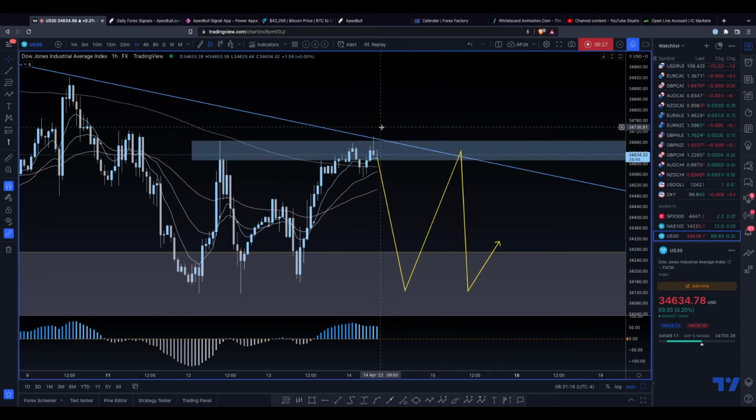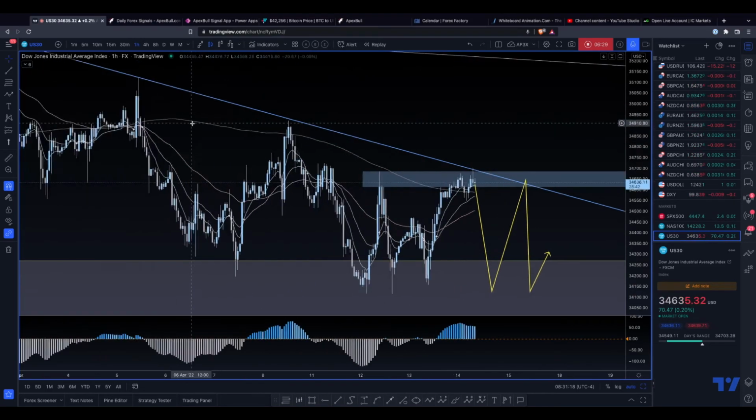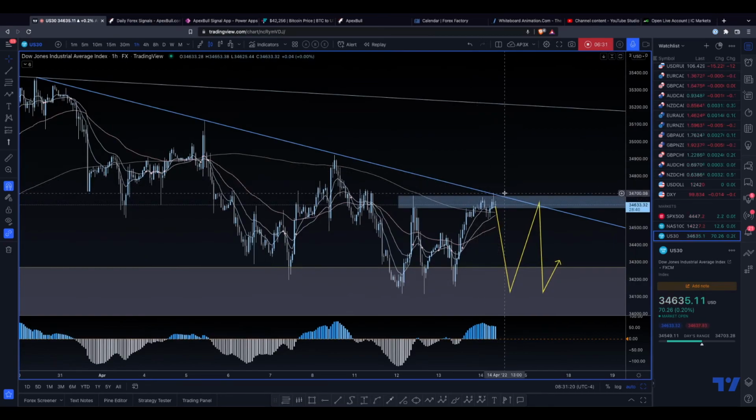Again, if we have an hourly close above, though, I'm going to be a buyer, and I'll be targeting this daily trend line. Hope it helps.